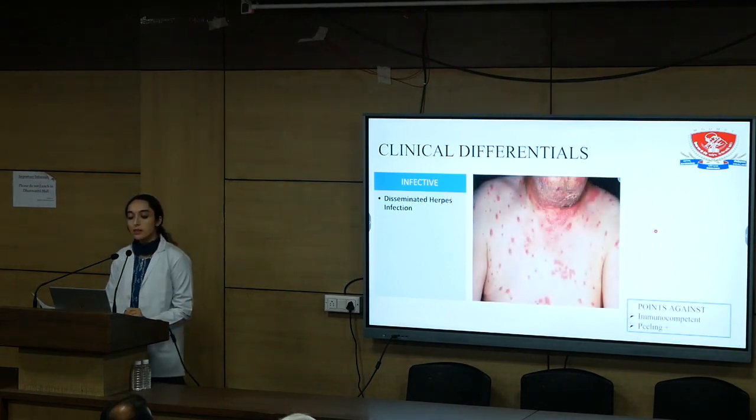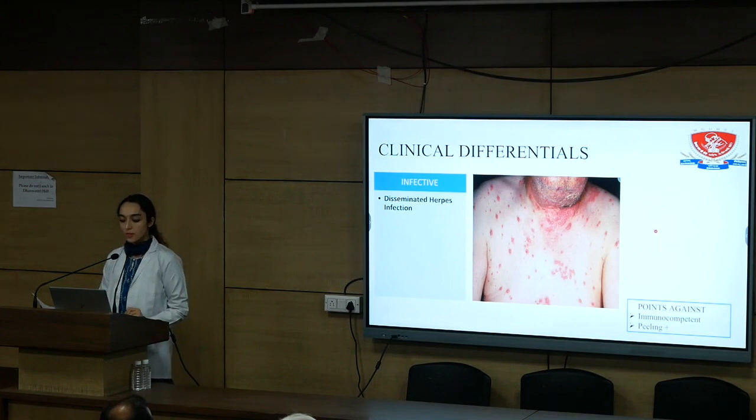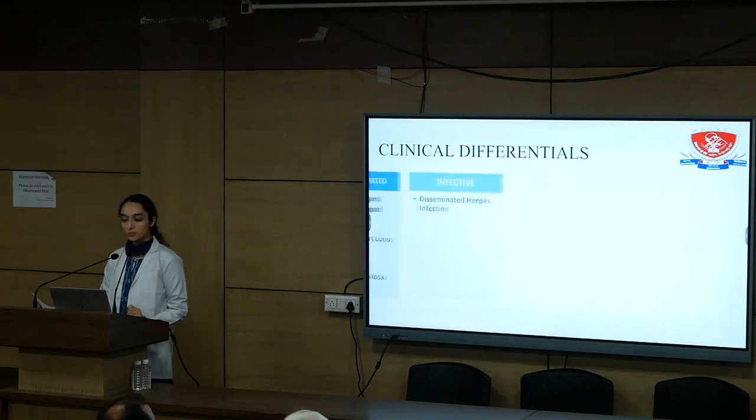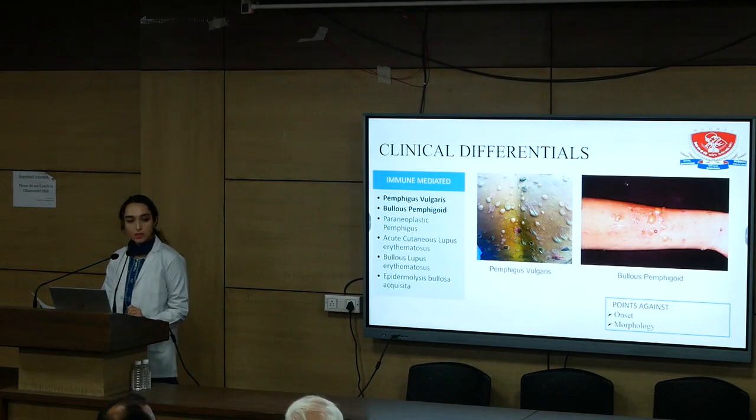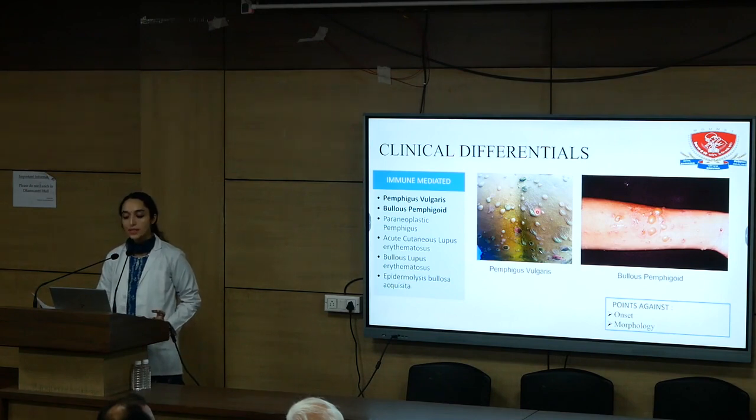The next differential is the disseminated herpes infection. So as the patient was immunocompetent and peeling was present, which will be absent in disseminated herpes infection, we can rule this out. The immune-mediated cause, which includes pemphigus vulgaris and bullous pemphigoid being the first ones. The points against is the onset. So basically in our case, the onset was very acute, whereas in both these conditions it will have an insidious onset. And the morphology. In pemphigus vulgaris, the lesions will be very flaccid, as we can appreciate in this picture that they are very flaccid lesions. Whereas in bullous pemphigoid, the lesions will be very tense.